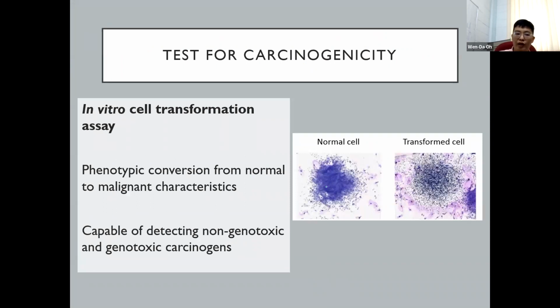Yeah, the other one is the in vitro cell transformation assay. We look into the cell. Normal one is like this, and then if it's a transformed cell, it's like this. So this is the cell that has been exposed to the toxicant.